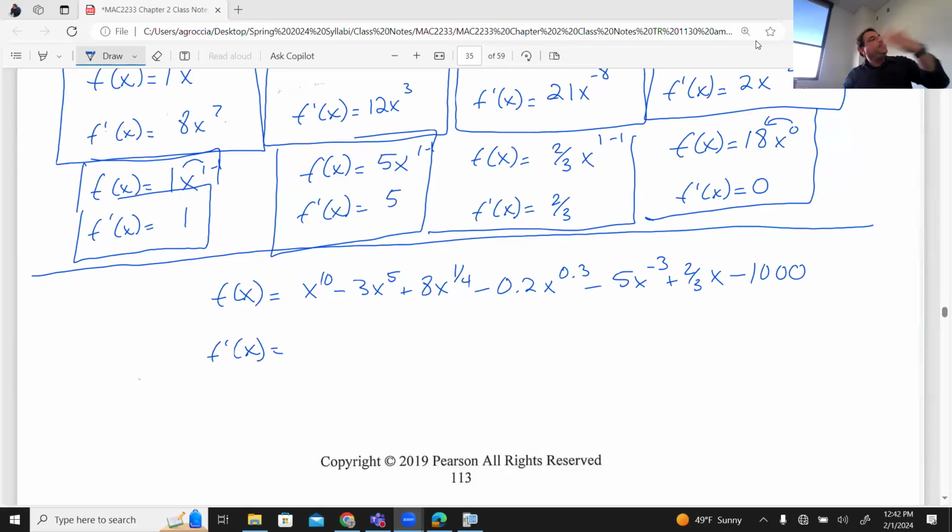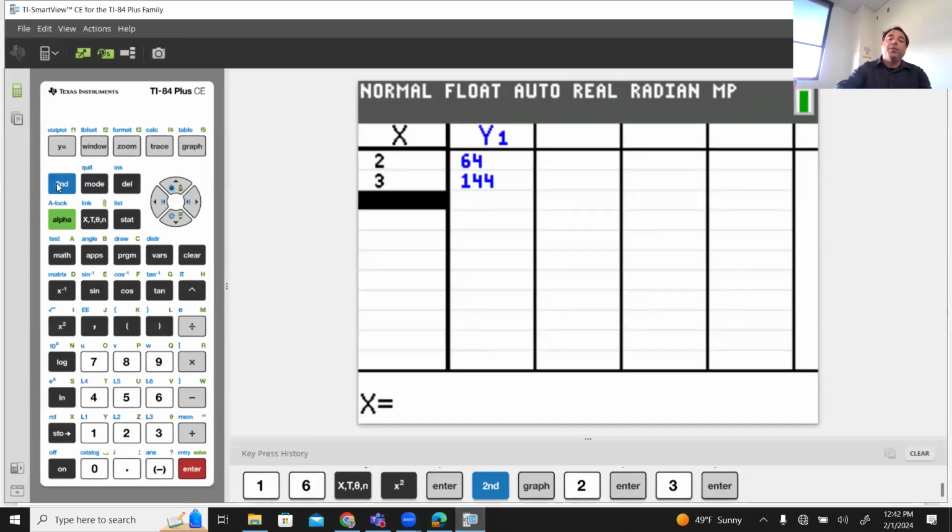So if we have a bunch of terms all next to each other, we just take the derivative of each one. So this is going to be x to the 9. This is going to be minus 15x to the 4. This is going to be 1/4 times 8, which is 2. And if you're like, oh, I don't know what 1/4 minus 1 is, it's -3/4. And if you need help with that, you have a calculator. You shouldn't need help with that.